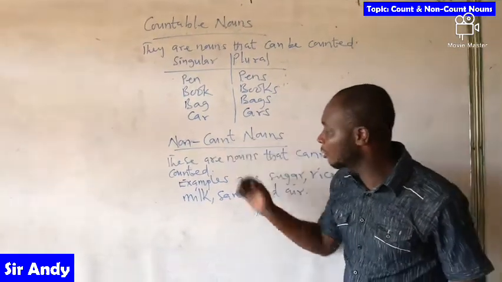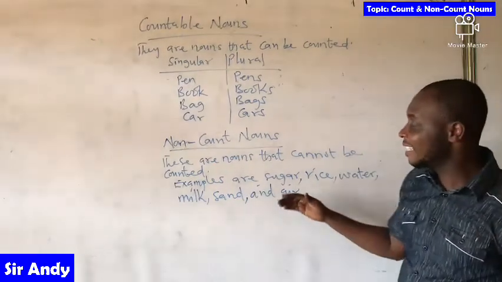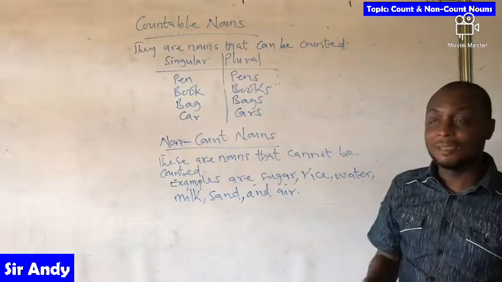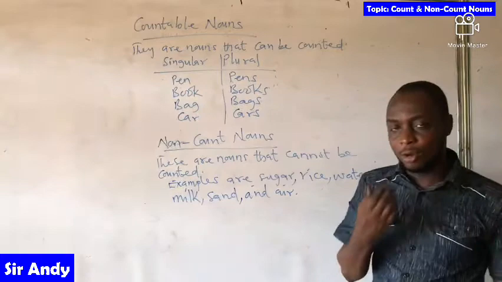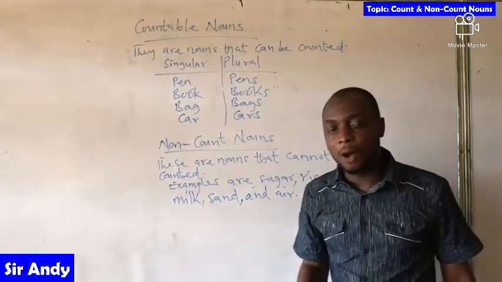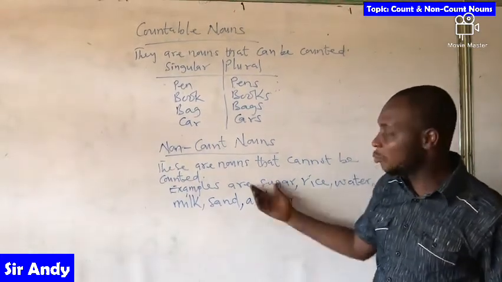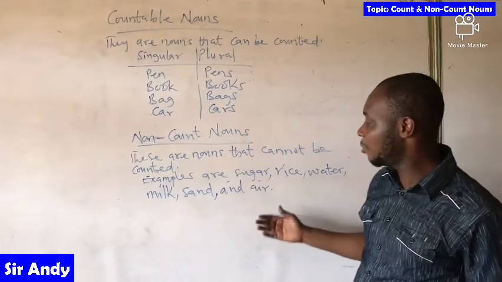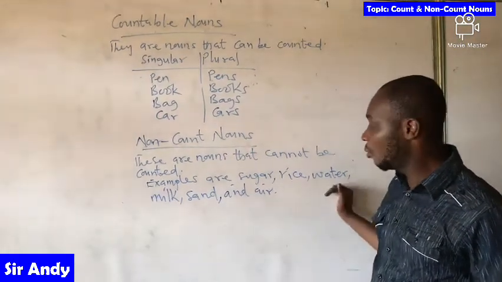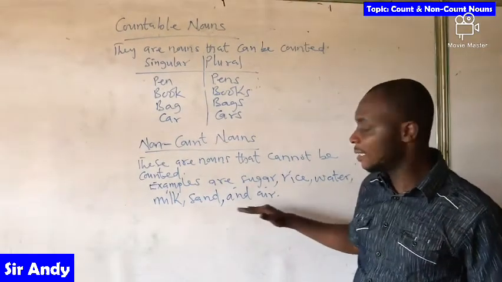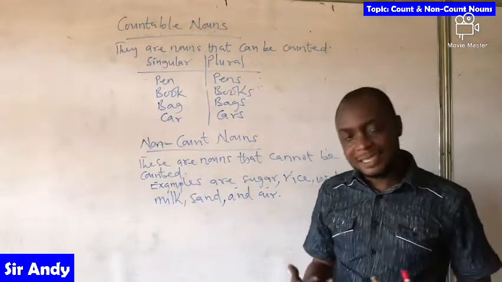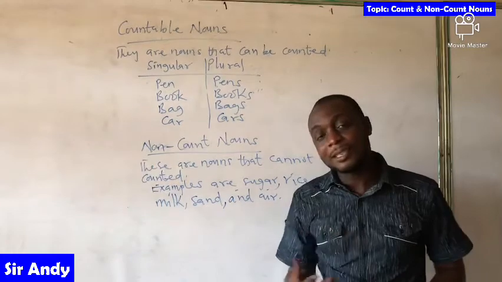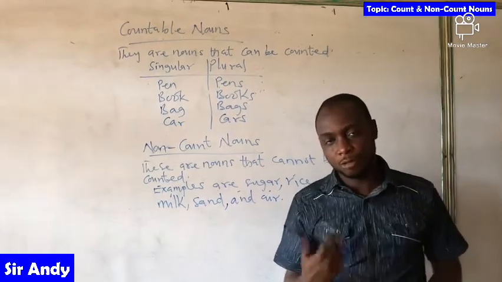And when it comes to non-count nouns, what we say is they are nouns that cannot be counted. So it's more or less like the opposite of countable nouns. These ones cannot be counted. You cannot count them. And we have examples like sugar, rice, water, milk, sand, and air. These cannot be counted. But there is an exception. I want to pass it on to you.